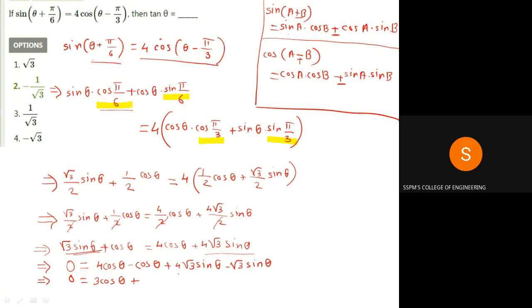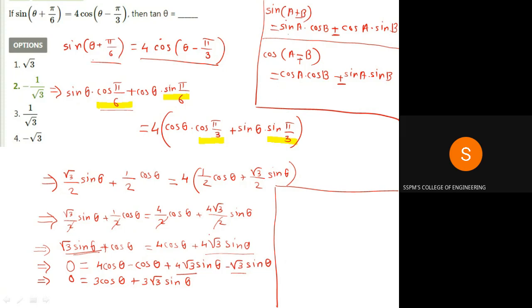So now here 4 root 3 sine theta minus this 1 root 3 sine theta. So 4 minus 1 is 3, 3 root 3 sine of theta. So we have 3 root 3 sine of theta and 3 cos theta. So 0 is equal to 3 cos theta plus 3 root 3 sine of theta.